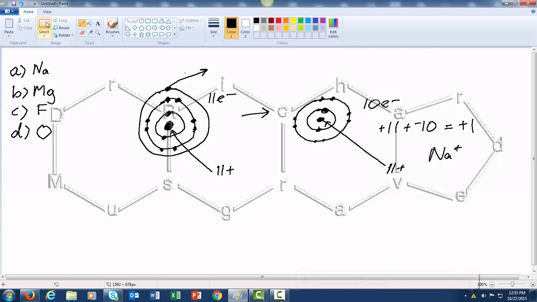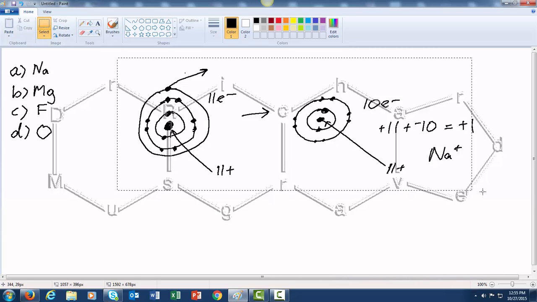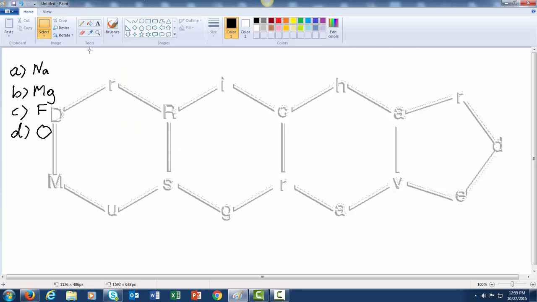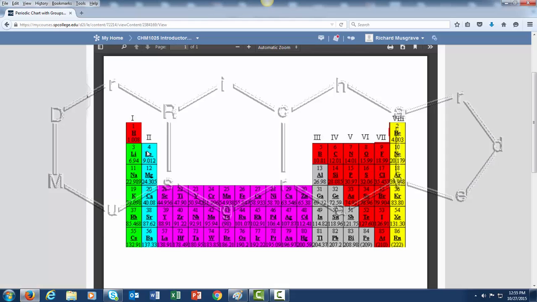Let's take a look at what happens with magnesium. Now this time I'm not going to worry about the inner electrons, I'll just worry about the valence electrons, the ones in the outer shell. And if we look at magnesium, what we're going to see is this. Magnesium, and then you've got these 2 valence electrons. And we know it has 2 valence electrons again because it's in group 2.